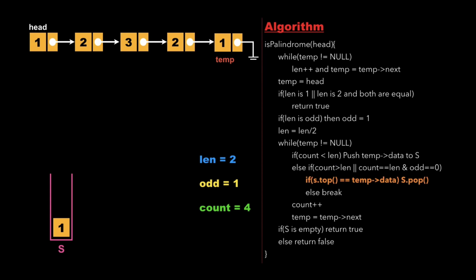So again we check whether S of top is equal to temp of data, that is 1 is equal to 1, so we pop the topmost element from the stack, which is 1, and increment count and update the temp pointer. While checking temp is not equal to null, this time the condition is false, so we exit the while loop. We check whether the stack is empty, which is true, so we return true.